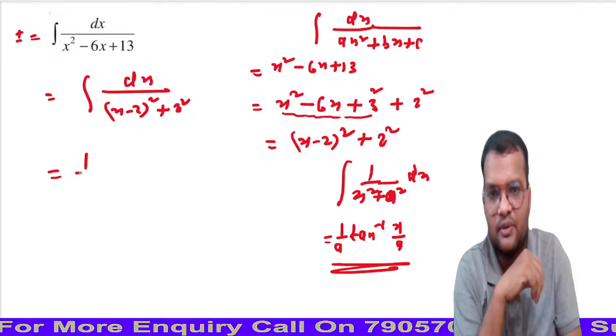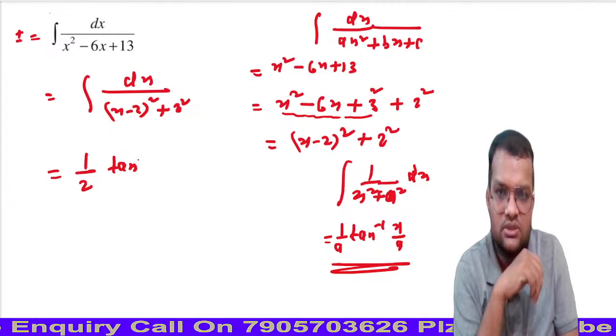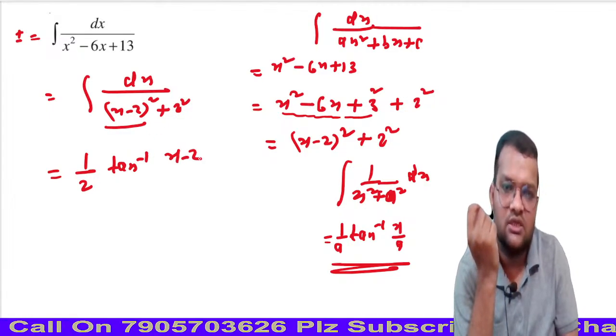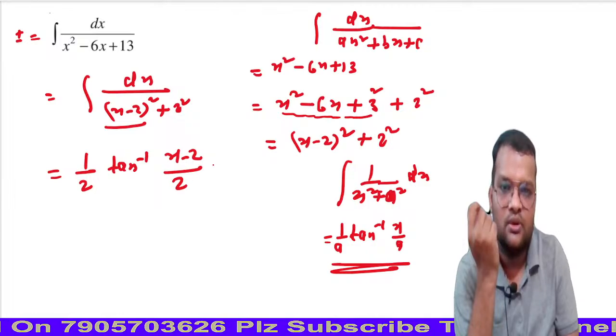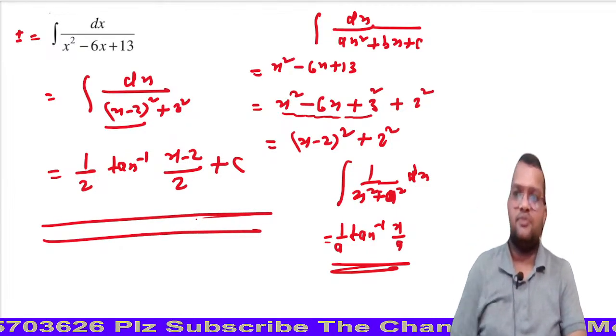So it becomes 1 upon a means 1 upon 2 tan inverse x means (x minus 2) upon a means 2, plus integration constant c. This is the answer. Very simple.